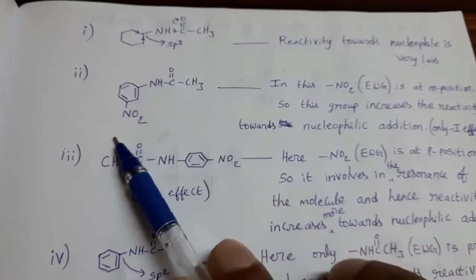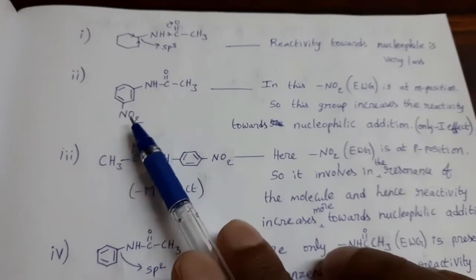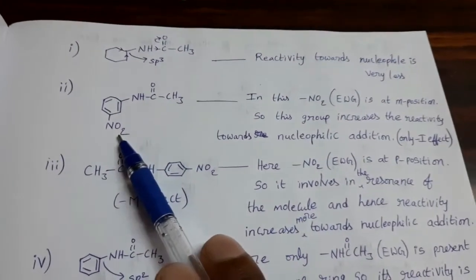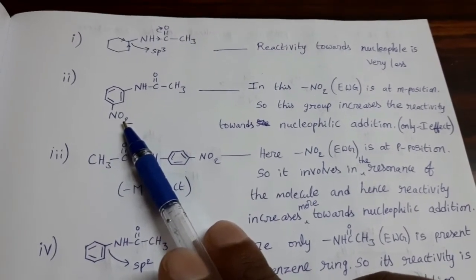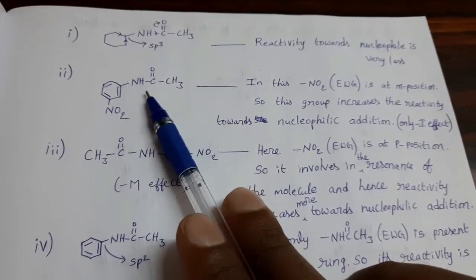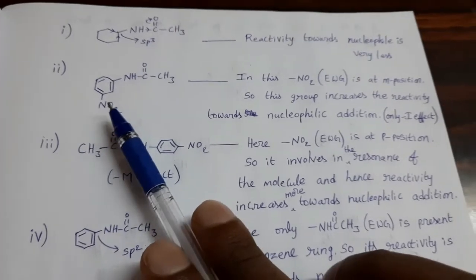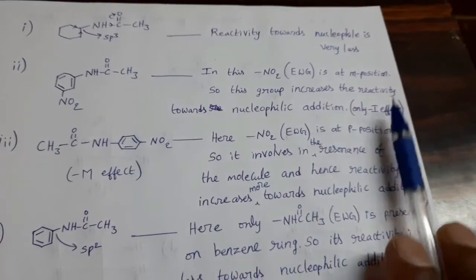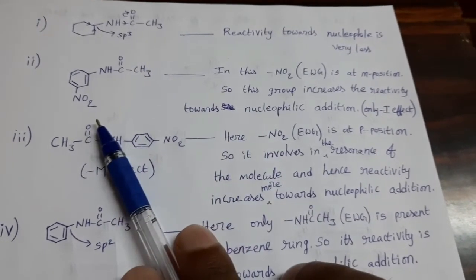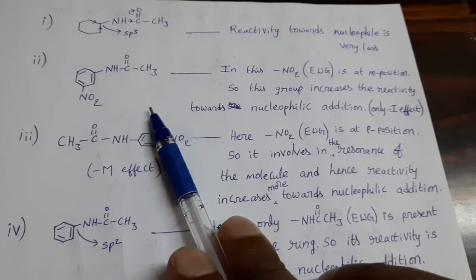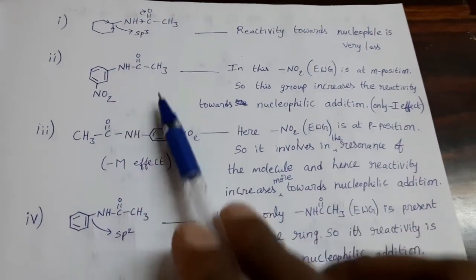Then next compound, benzene ring having NO2 and NHCOCH3 at meta position. With respect to this, it is meta position. NO2 is an electron withdrawing group, but it is present at meta position. So this group does not involve in resonance structure. In the resonating forms of this compound, NO2 group does not involve. It exhibits minus I effect, negative inductive effect. So because of this, its reactivity increases towards nucleophilic addition. Compared to the first, its reactivity is more towards nucleophilic addition.